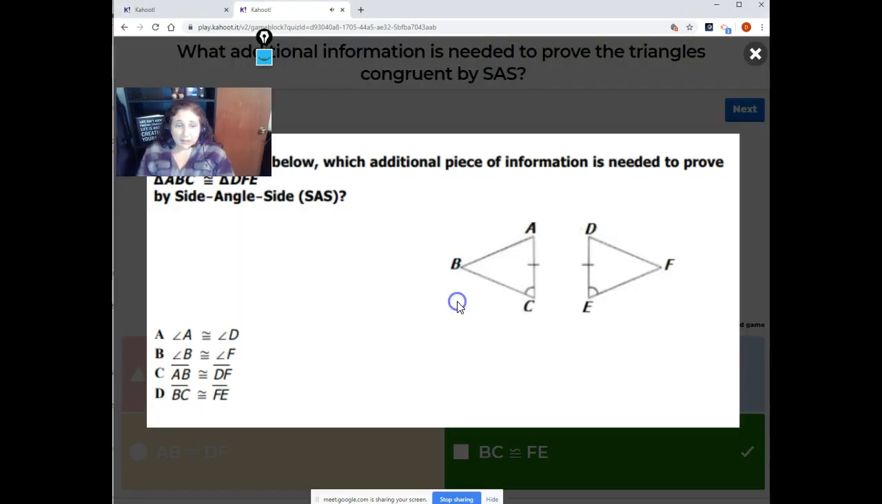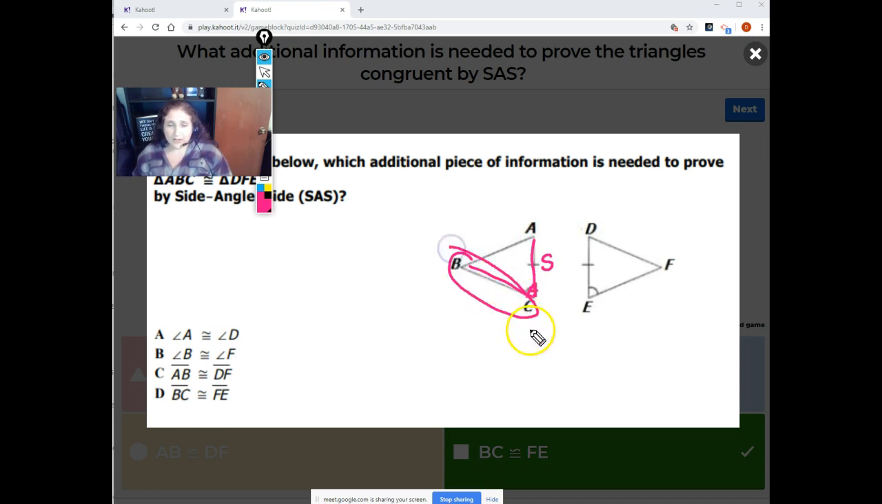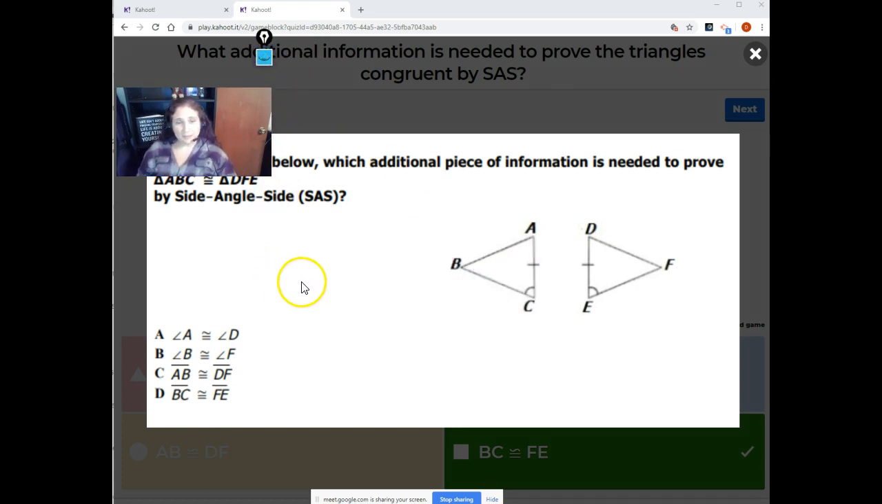Good. Nobody picked angles. That's fantastic. The main thing to think about here is we already have a side and we already have the angle. So in order for it to be side, angle, side, we need to make sure that the angle touches the side. That's the big important thing on this one.